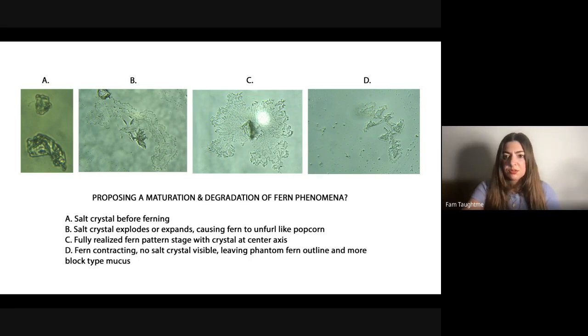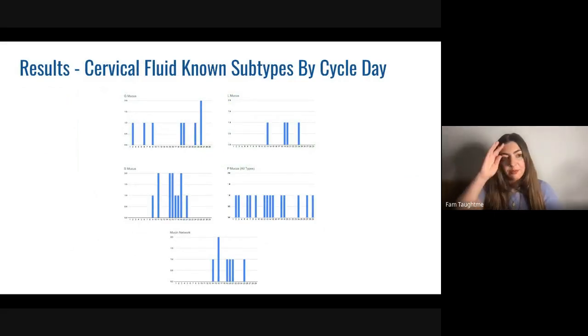And I just thought that was really curious: does this mean that the salt crystal is powering this fern pattern to unfurl and then eventually it degrades? So we'll have to find out more. Let's get more research on the cervix. That would be awesome.